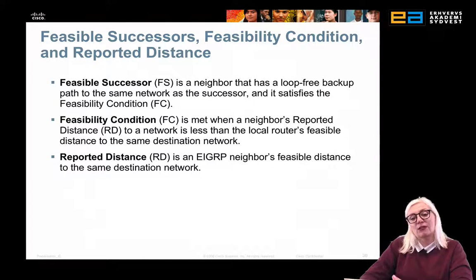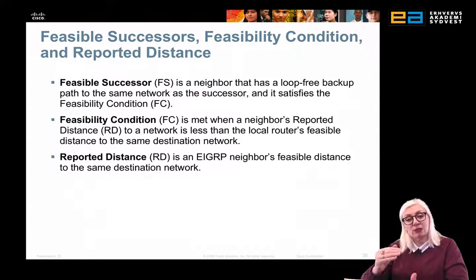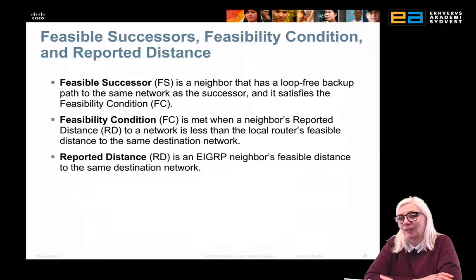And how do I become a feasible successor? Well, then I need to meet a requirement called the feasibility condition, which means that if the reported distance of a network is less than the router's feasible distance to the same network, then this will be a feasible successor. If it's higher, then it will not. This is because I want to make sure that this is a loop-free environment. And the reported distance is the neighbor's feasible distance to the same destination network. So I need to look at the metrics for these two and see if the one that is supposed to be the feasible successor has a lower metric than myself, which actually means that it is closer to the destination network than myself.